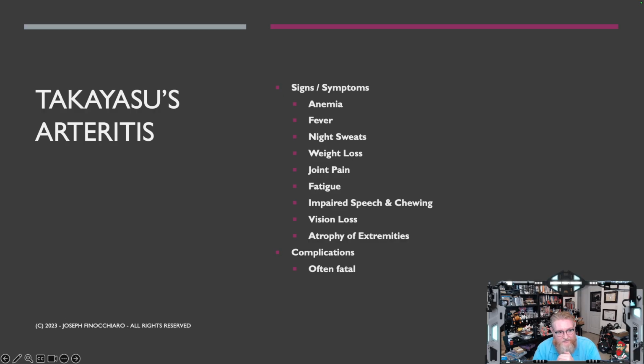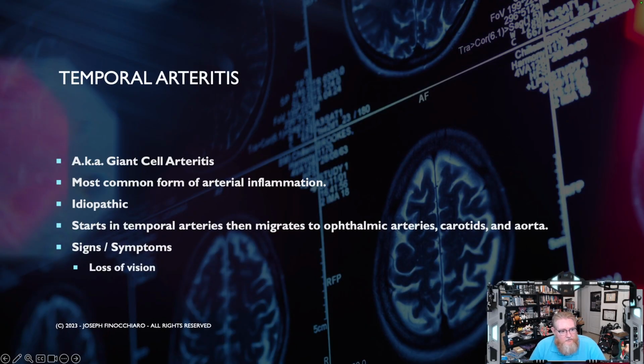Signs and symptoms of Takayasu's arteritis are anemia, fever, night sweats, weight loss, joint pain, fatigue, impaired speech and chewing, vision loss, and atrophy of the extremities. This is often a fatal disease. There is also temporal or giant cell arteritis. It is the most common form of arterial inflammation. It is also idiopathic. It starts in the temporal arteries and migrates to the ophthalmic arteries, carotids, and aorta. Signs and symptoms of this, as you can imagine, involve a loss of vision.